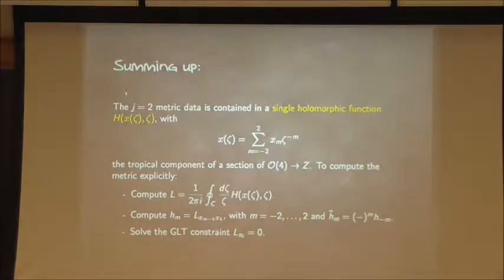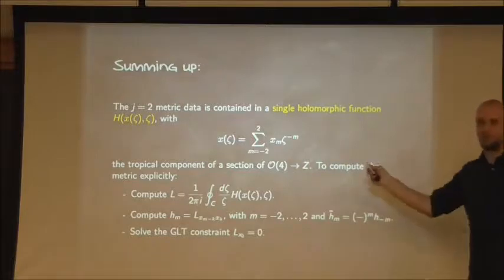It's contained in a single holomorphic function, h of x sub zeta, and so on, which is an O4 multiplet. To compute the metric explicitly, we have to compute an integral like this, and then compute the second derivatives with n from minus 2 to 2. We don't have to compute all of them, because everything that has an index m satisfies a reality condition. And we have to solve the generalized transform constraint. But things get nicer now, because I do not have implicit dependencies. These quaternionic coordinates are very well adapted to the problem.